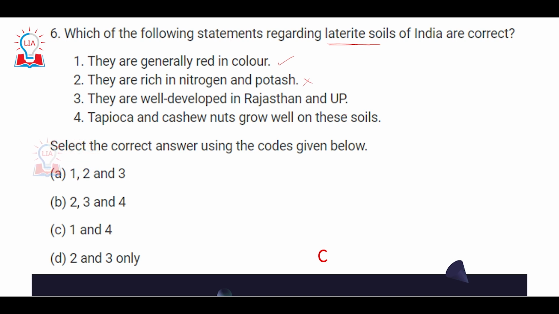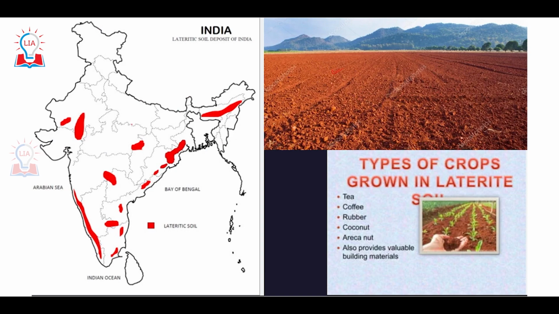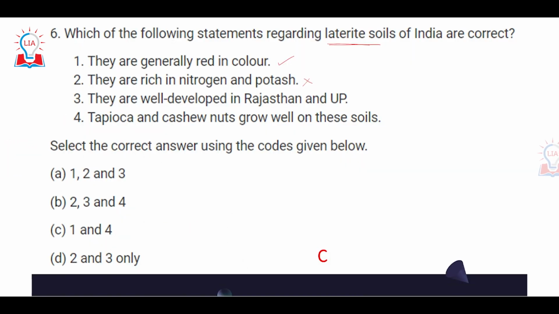preponderance of bauxite. Bauxite means aluminium and iron in such soils. Third is they are well developed in Rajasthan and UP. If you take a look at the map here, obviously we can say in the state of Uttar Pradesh, we do not have any laterite soil. That means the third statement is also incorrect.